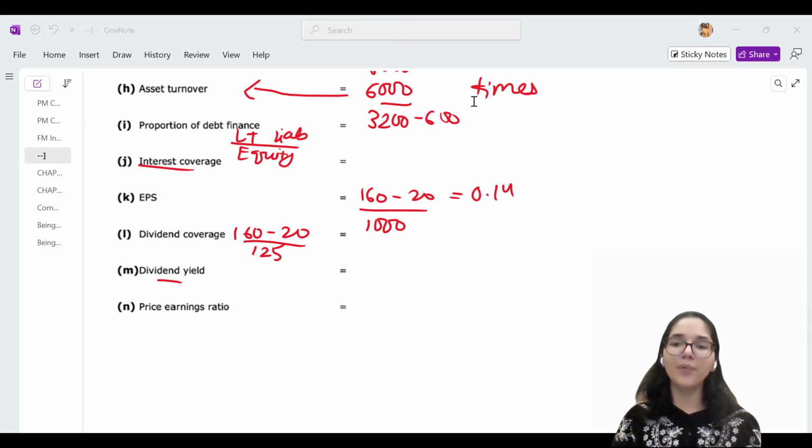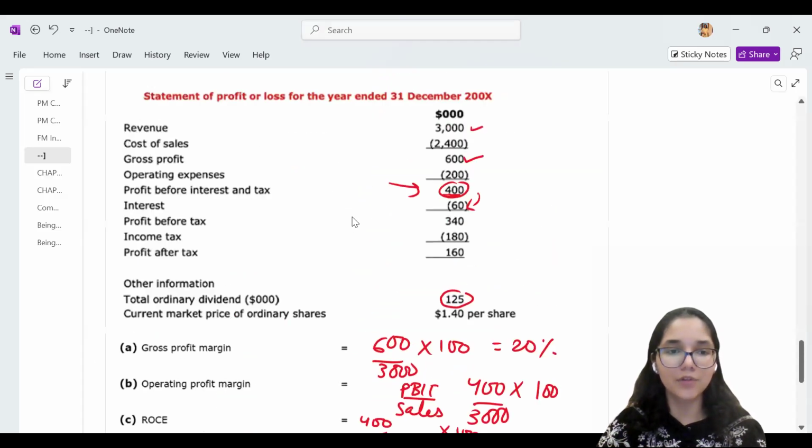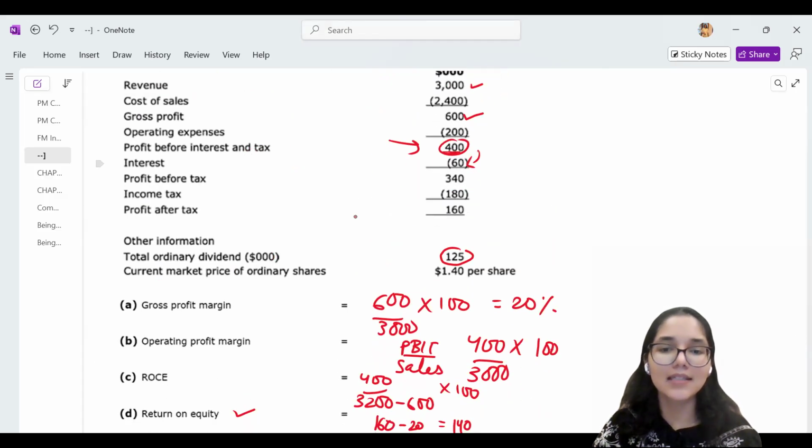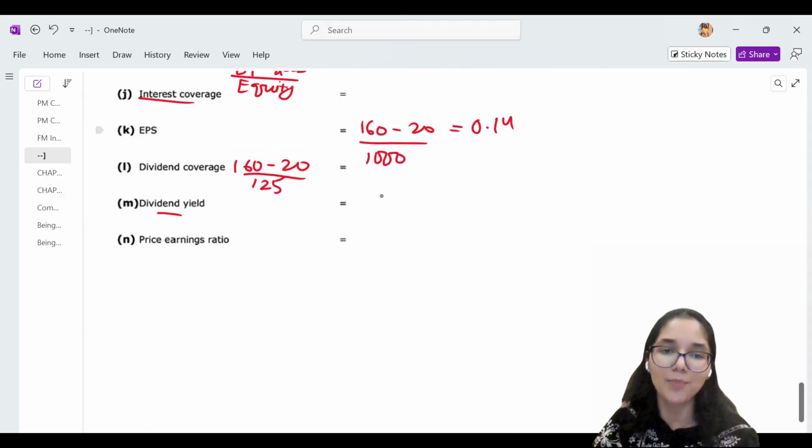Yes, it is the dividend per share divided by the ordinary share price. So we are given the ordinary share price here in the question itself. Let's read through the information. This is the current market price of ordinary share. $1.4 is the share price. I have to take the dividend per share.